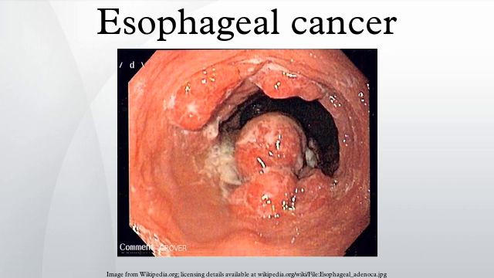It is postulated that H. pylori induces chronic gastritis, which is a risk factor for reflux, which in turn is a risk factor for esophageal adenocarcinoma.